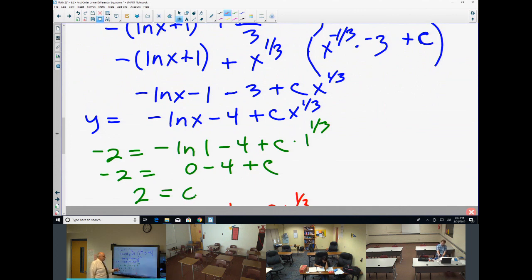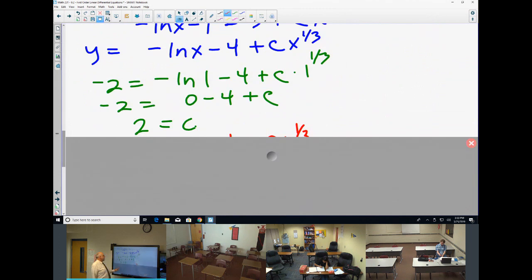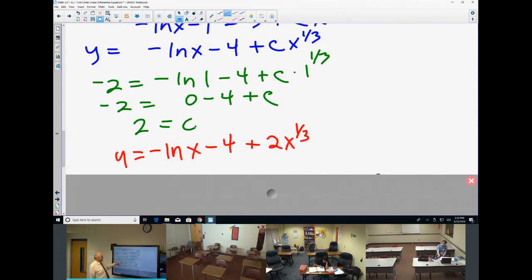Add 4 to each side, and I get c is equal to 2. So then I plug 2 back in for c, and so my final answer is y equals the natural log of x minus 4 plus 2x to the 1/3. And so that's the original equation. So I'm given the derivative, the dy dx, or some form of it, y prime, and then I'm able to come up with the original equation, including the c.